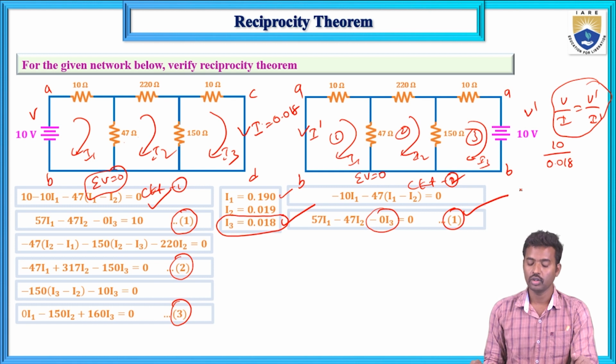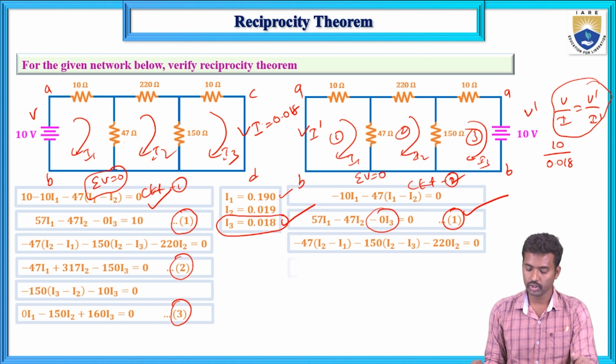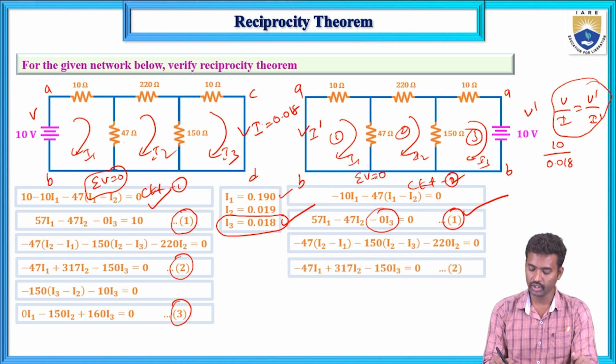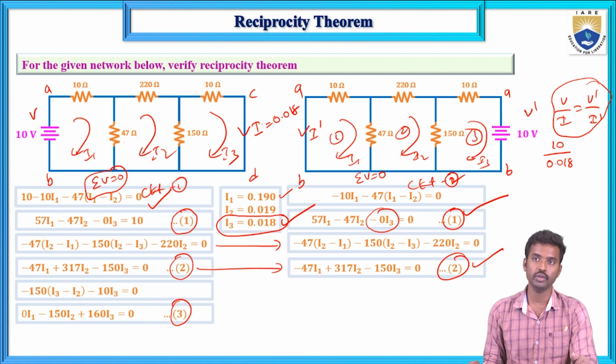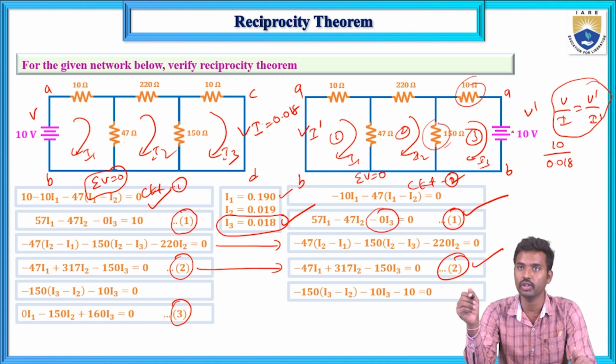That is next: 47(I2 minus I1), 220 I2 and 150(I2 minus I3). All are resistive drops, so you can take them positive also. Now the simplified equation: minus 47 I1 plus 317 I2 minus 150 I3 equals 0. This is equation number 2. Now minus 150(I3 minus I2) and 10 I3, and this is minus 10. Current is flowing from plus to minus.